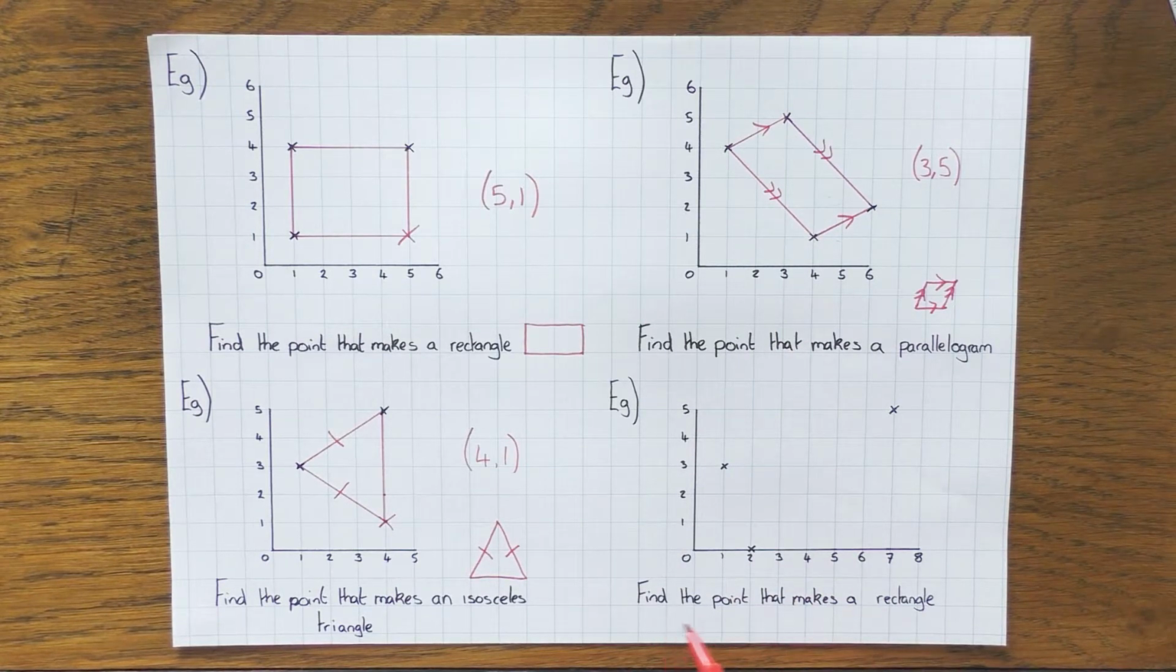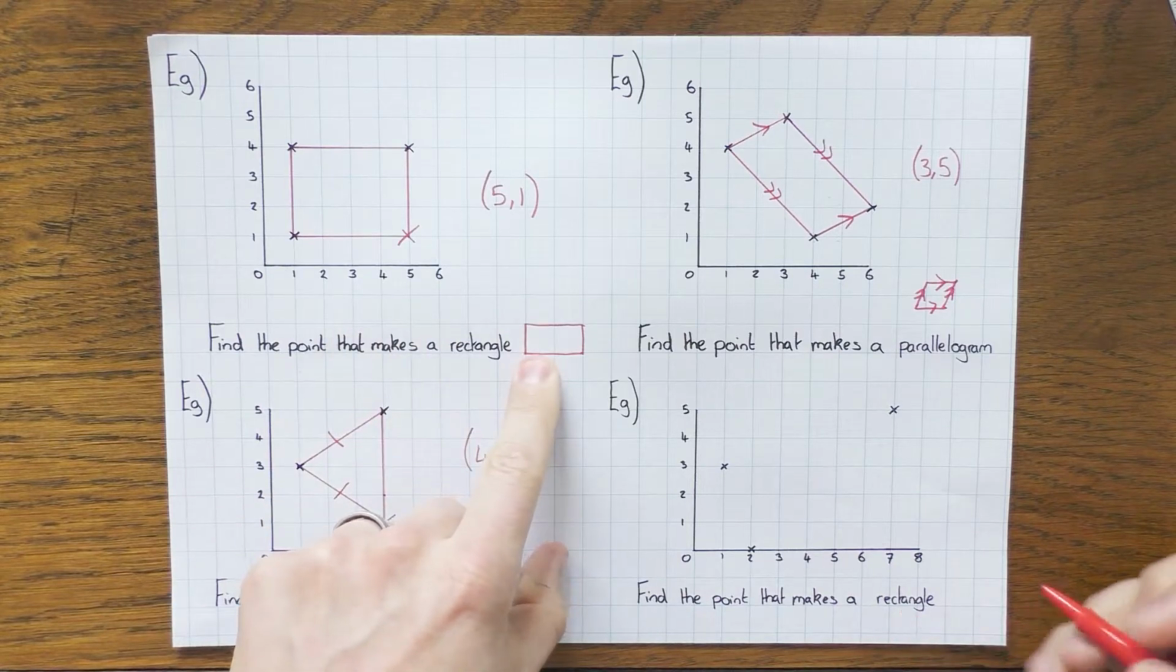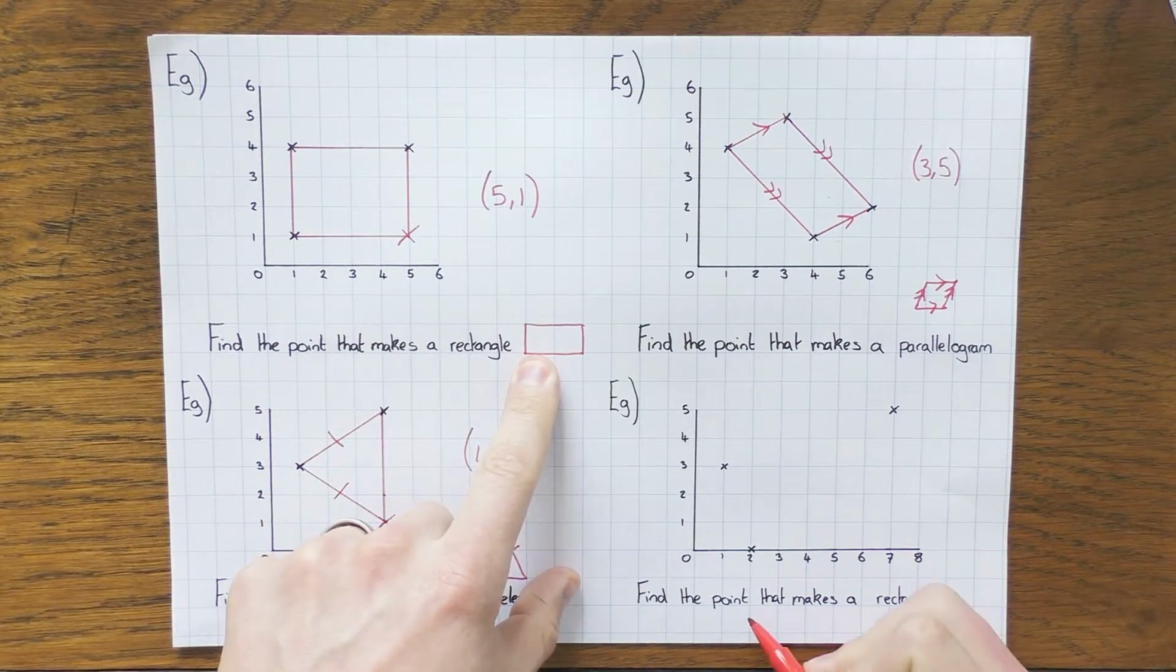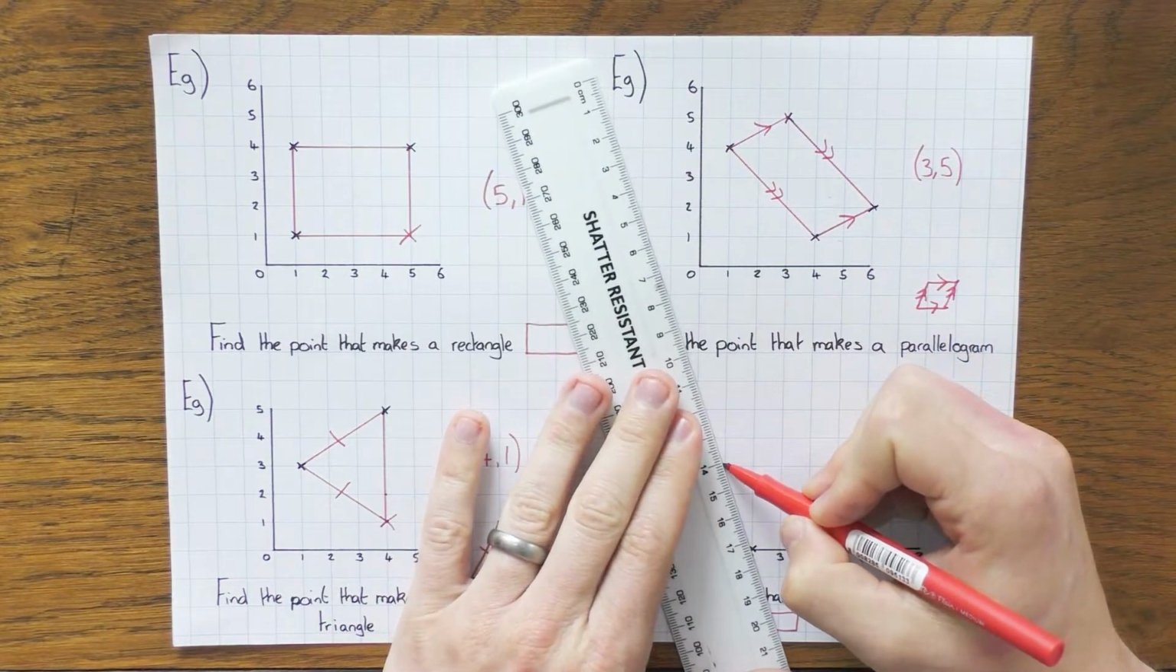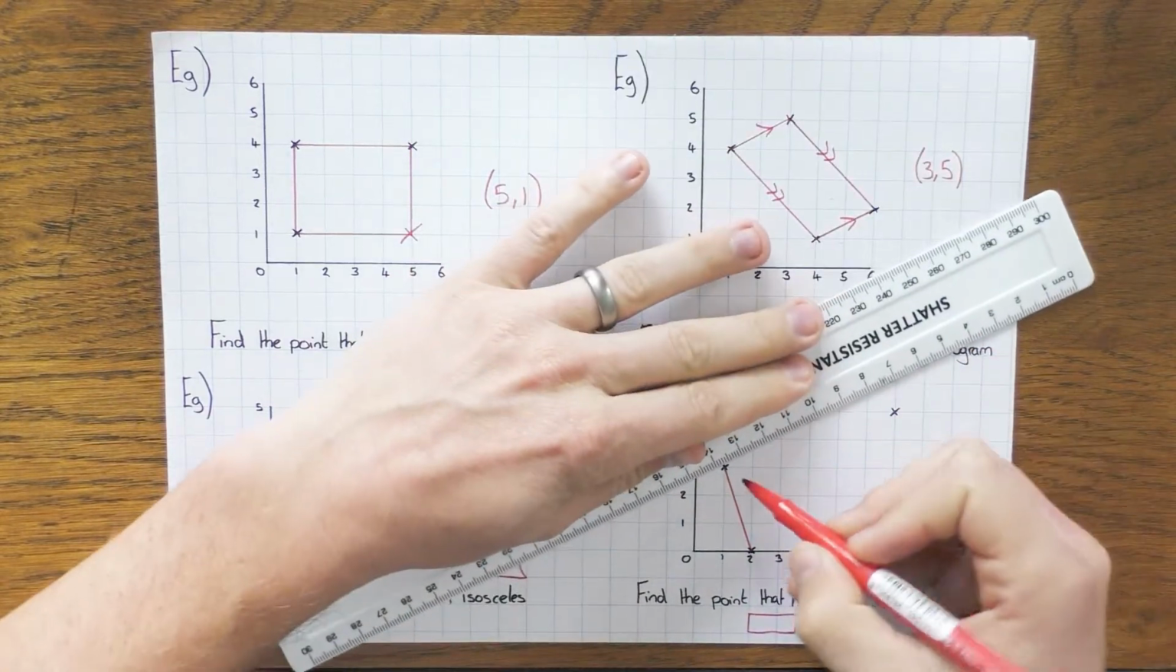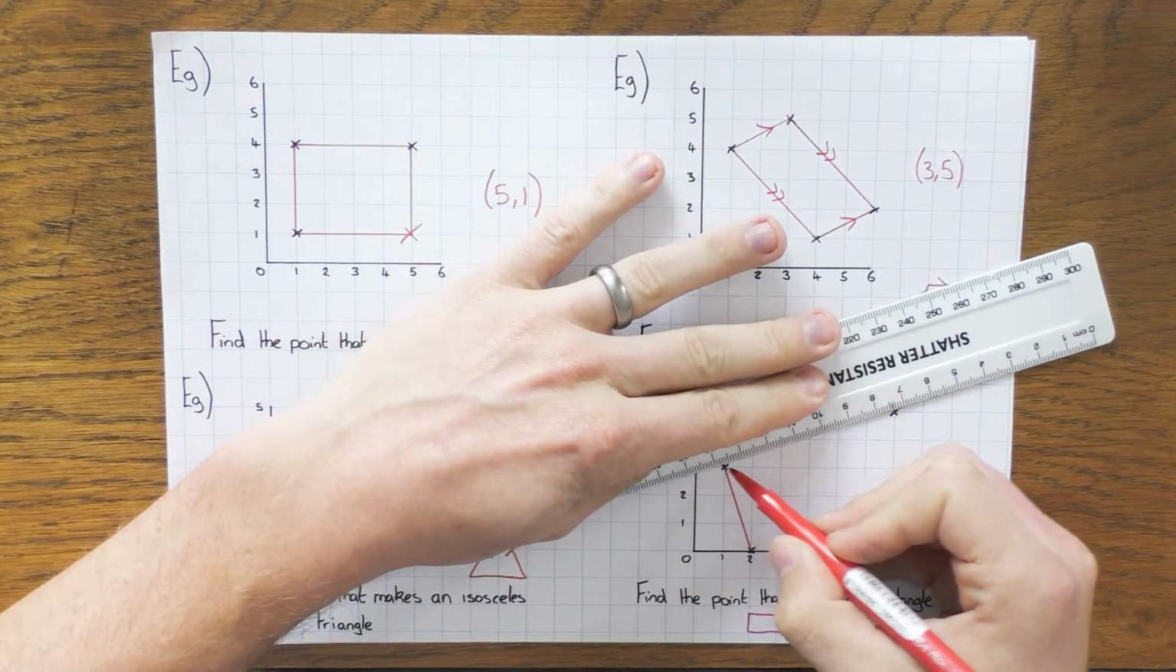And last one here, find the point that makes a rectangle. So it's the same idea as this one. I'm still trying to make a rectangle, so still something that looks like that. However, when I join these up, we notice it's not as simple as the first one.